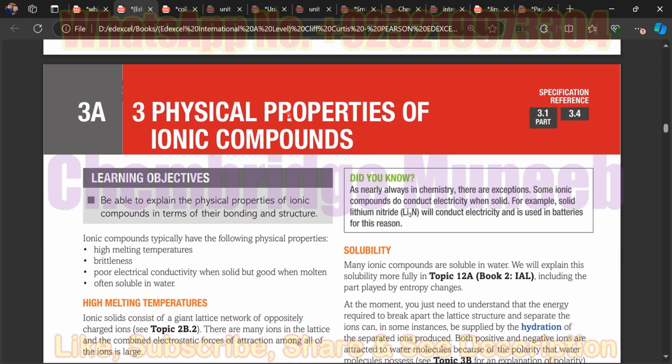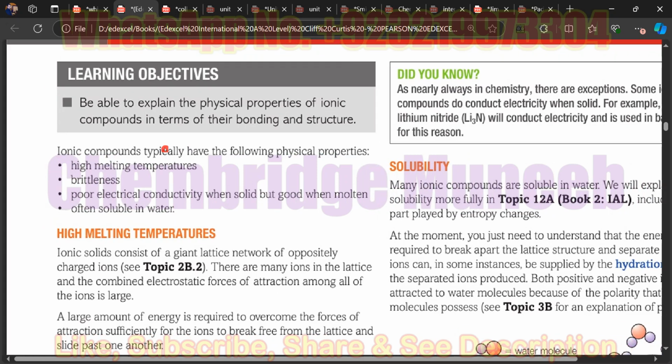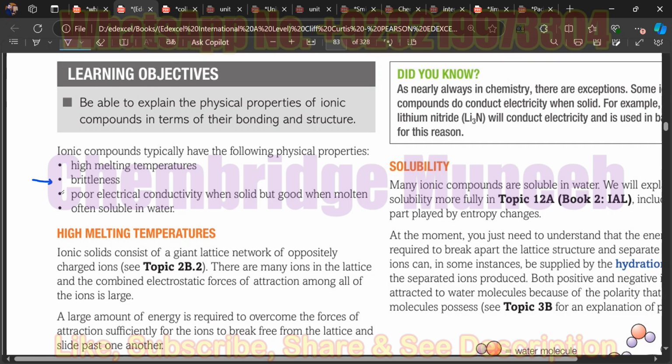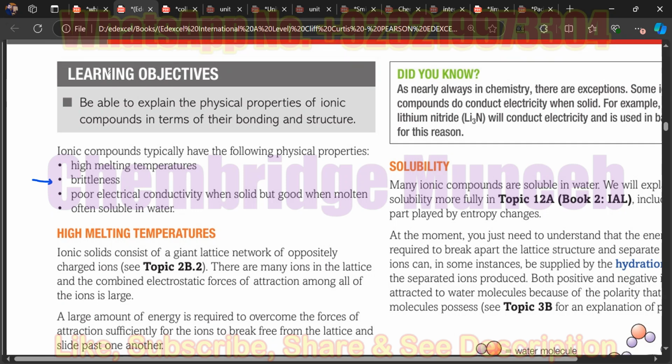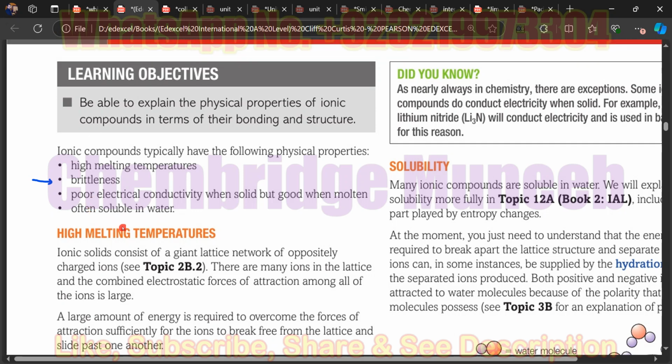Now let's move to the physical properties of the ionic compounds. What are the physical properties of the ionic compounds in general? These are the high melting temperatures, brittleness, poor electrical conductivity when solid but good when molten, and often soluble in water.